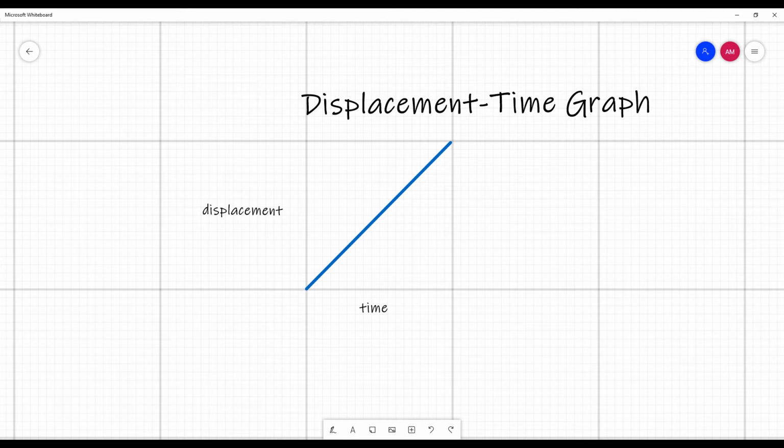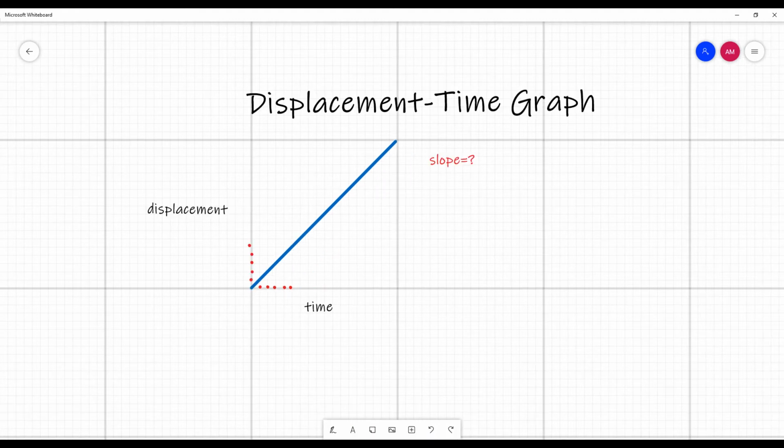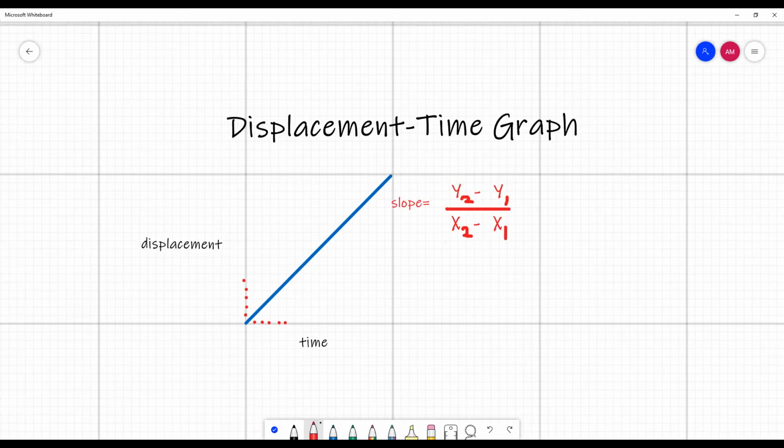In this graph, we can assume that the numbers on the x-axis are 1, 2, 3, 4, and 5, and the numbers on the y-axis are 10, 20, 30, 40, and 50. We can see that this graph forms a straight line, which means that the velocity of the moving object is constant. To find the velocity of this graph, we just need to find the slope. The formula for the slope is y2 minus y1 over x2 minus x1.